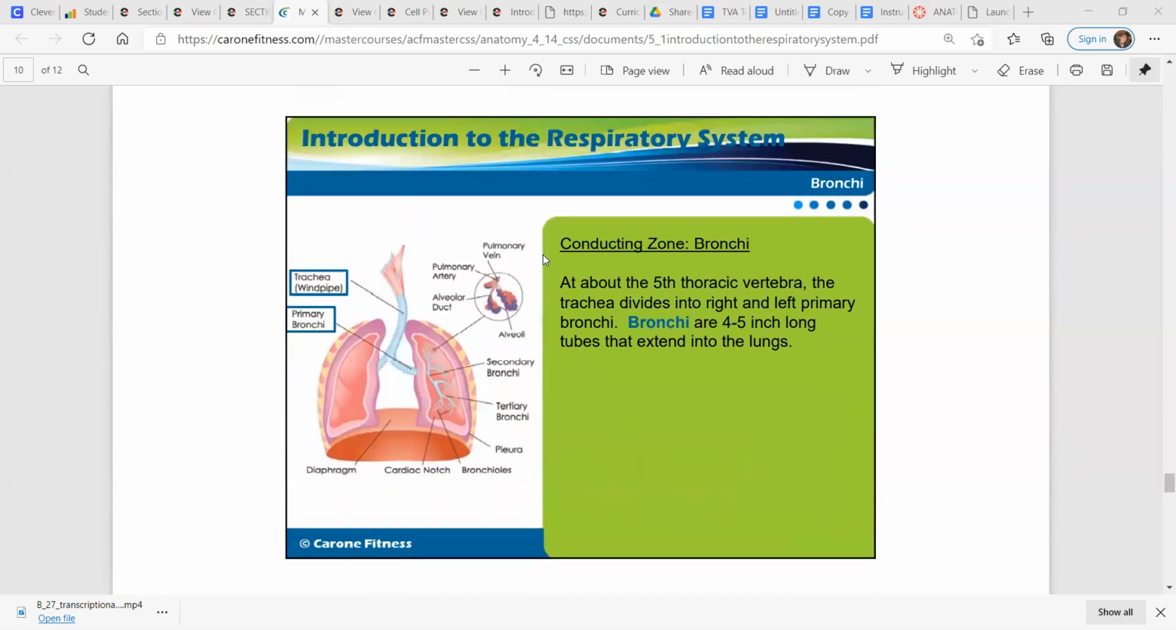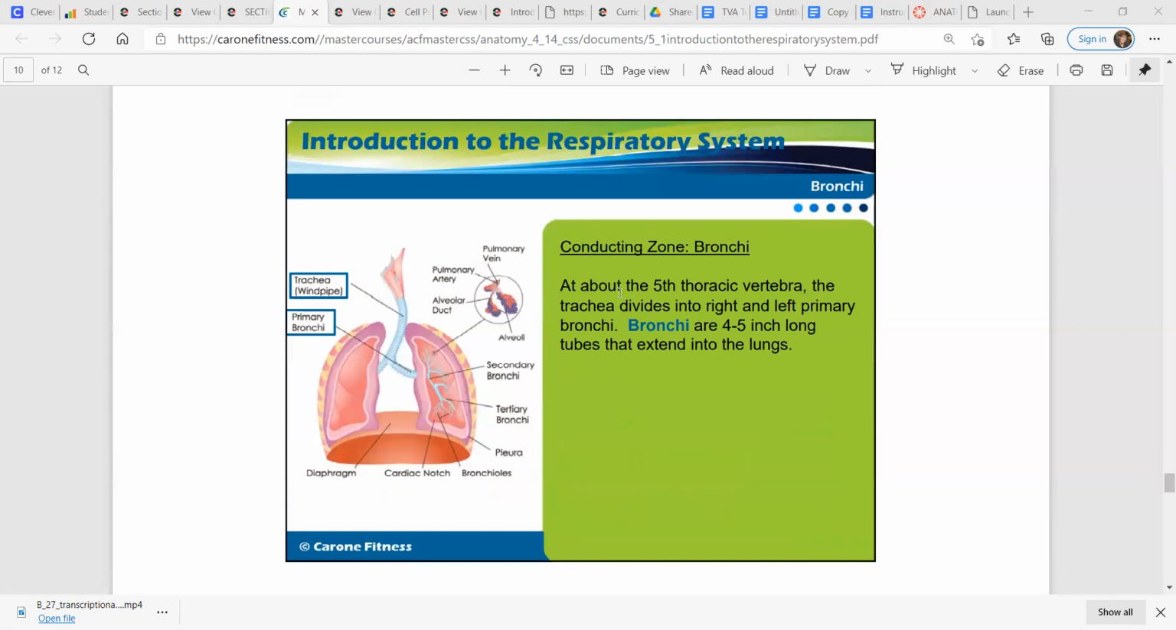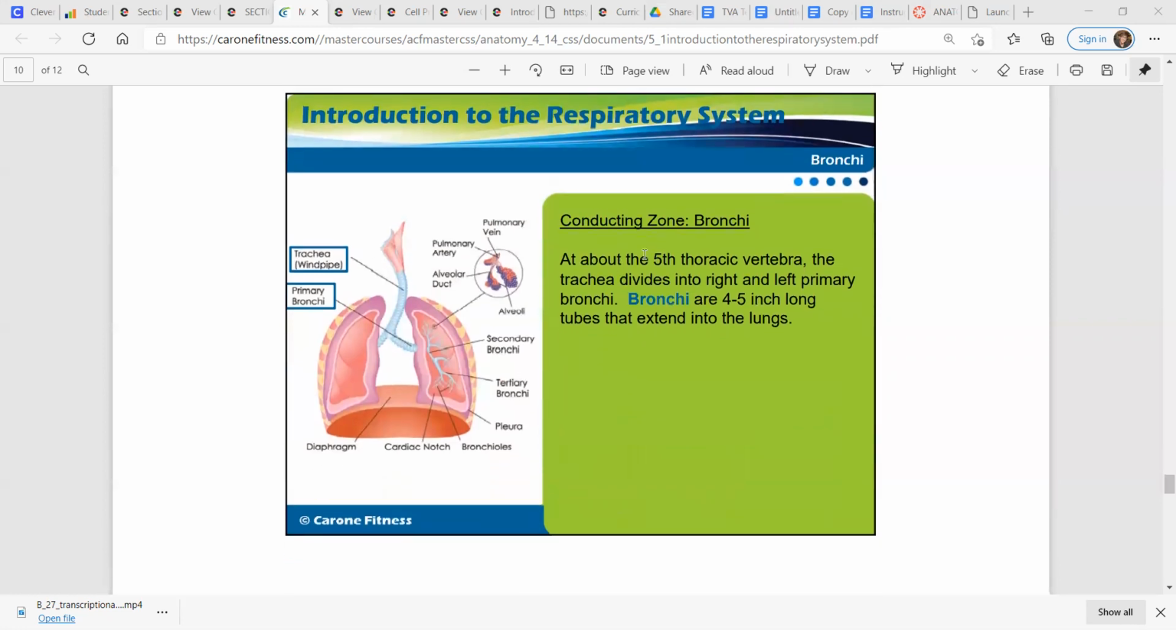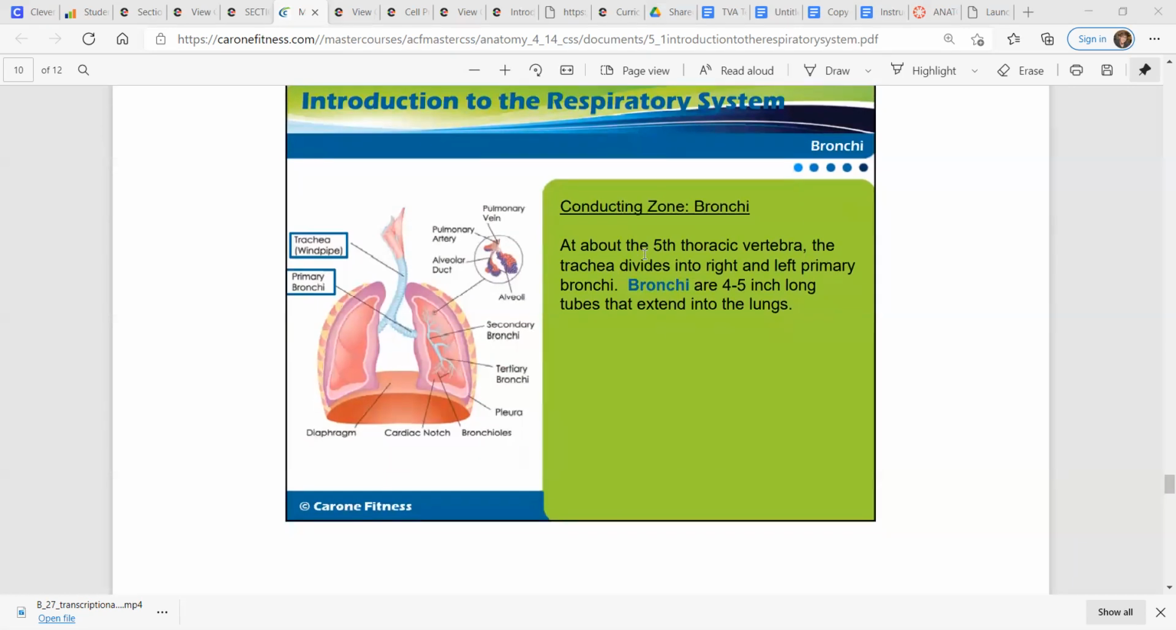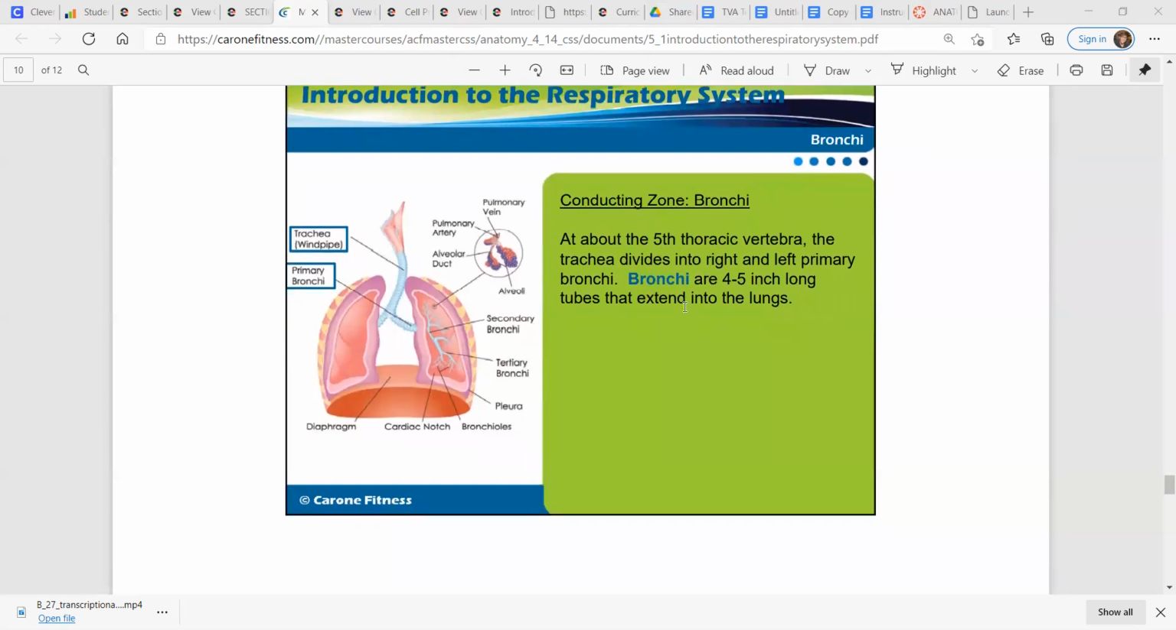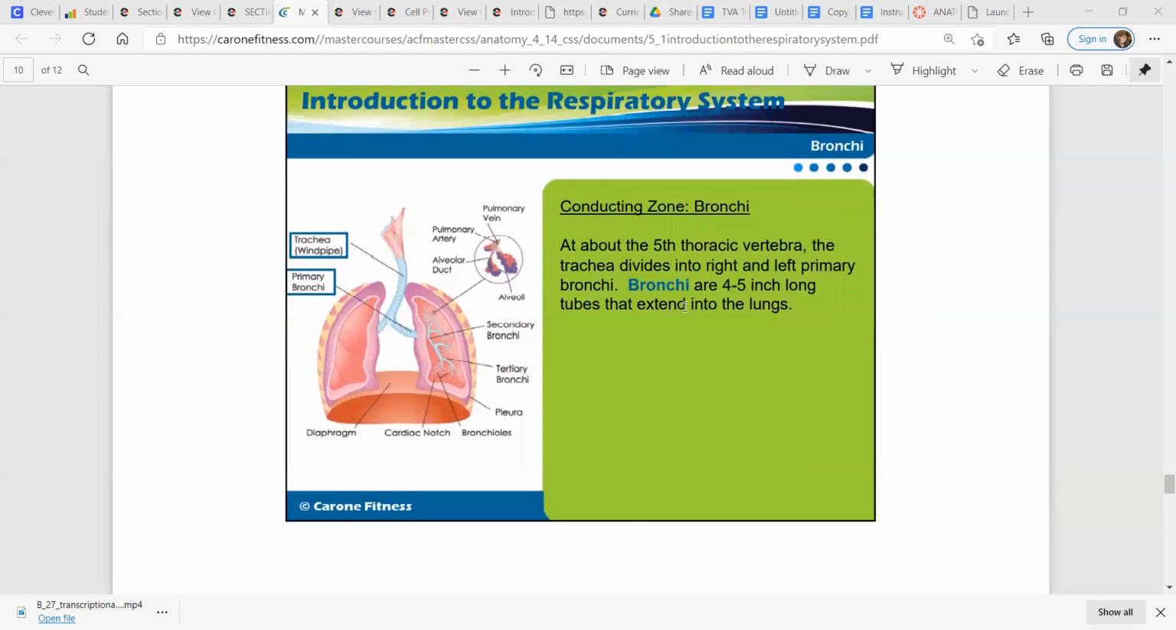Then we have the bronchi. At about the 5th thoracic vertebra, the trachea divides into right and left primary bronchi. And bronchi are 4 to 5 inches long, tubes that extend into the lungs. So these are 4 to 5 inch long tubes that extend into your lungs. You can see that here, those bronchi.